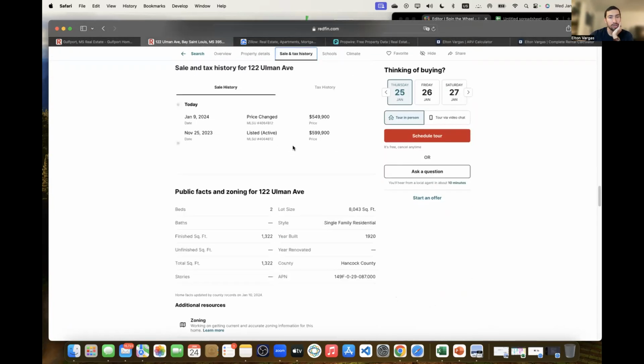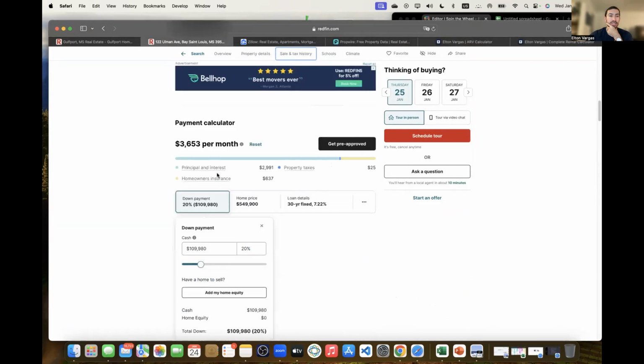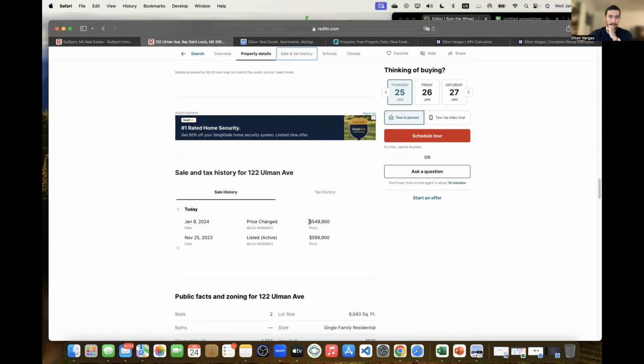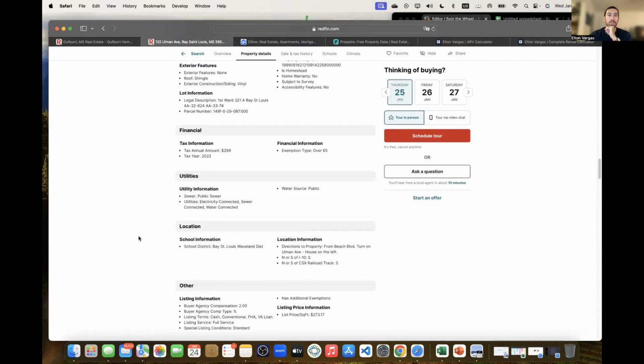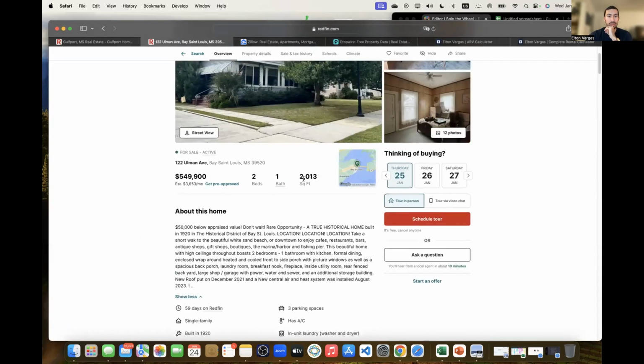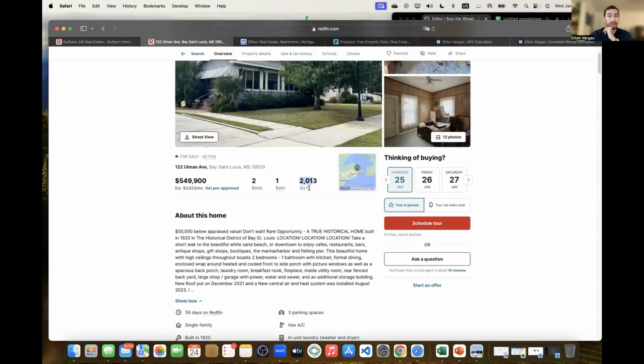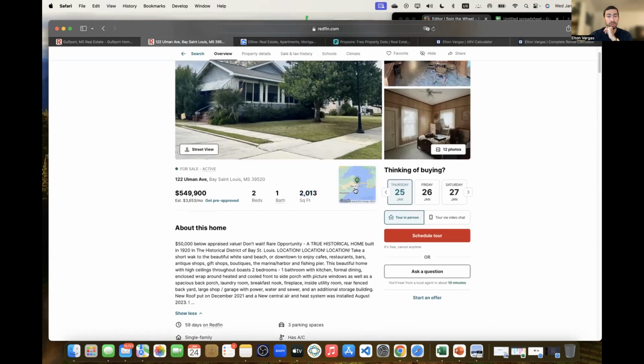But another thing I want to check out is the price history. It's been listed for 59 days and they haven't even done a price drop whatsoever. So they appraised it at $600,000. That's what they listed it at back in November. And then it's been sitting around 549. There has been no action whatsoever. And it is a big home, 2 bedroom, 1 bath. That's a big home for sure.